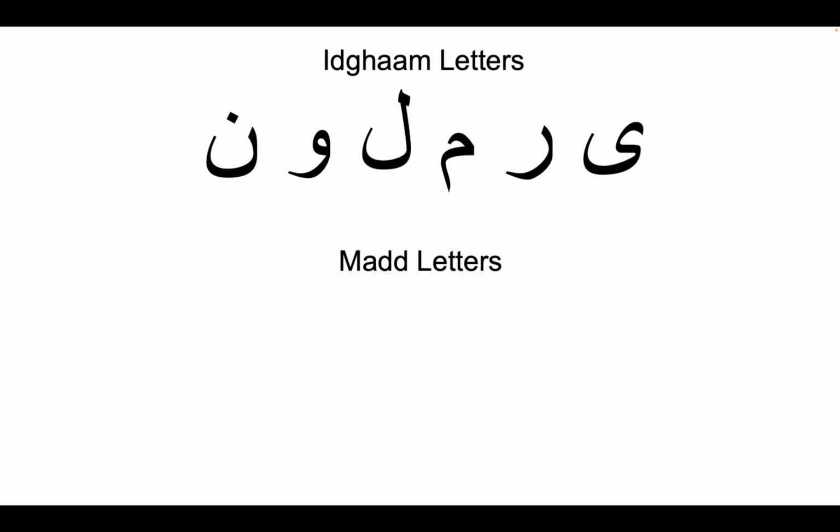Mud letters are 3: alif, waw, and ya. These are the letters of elongation.